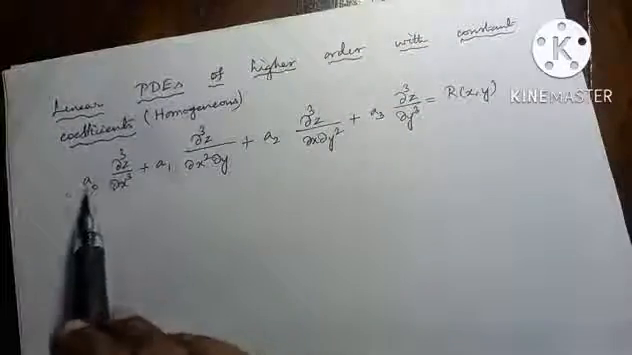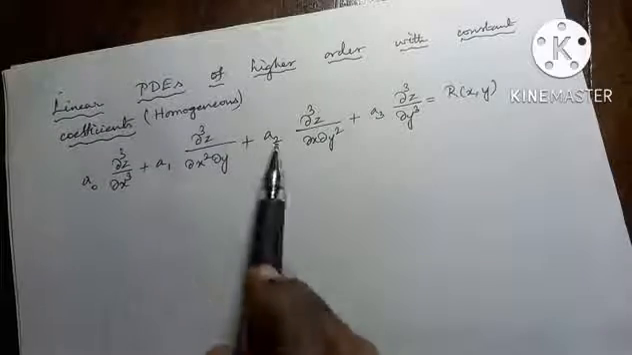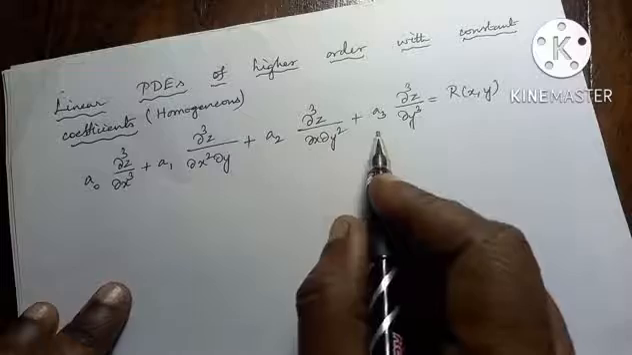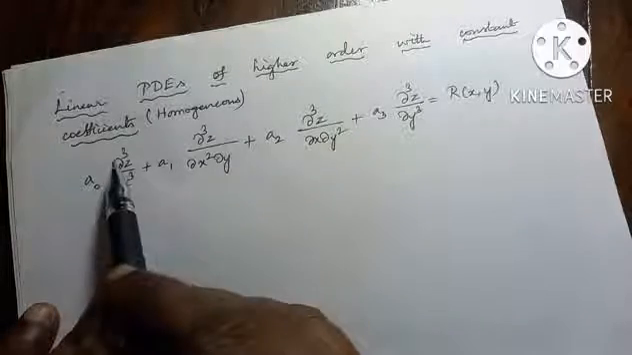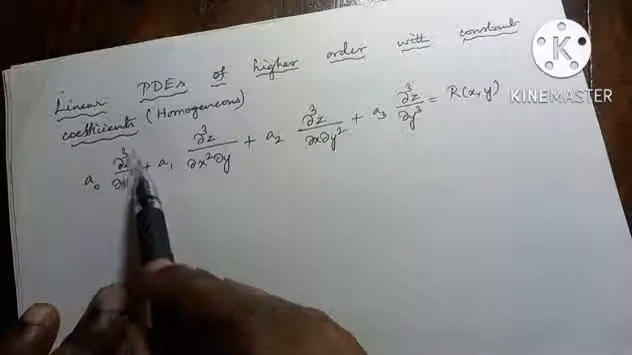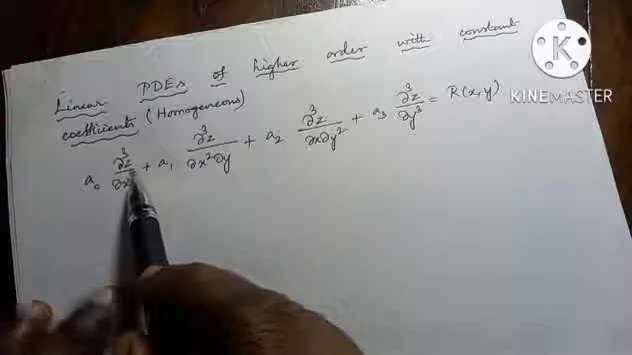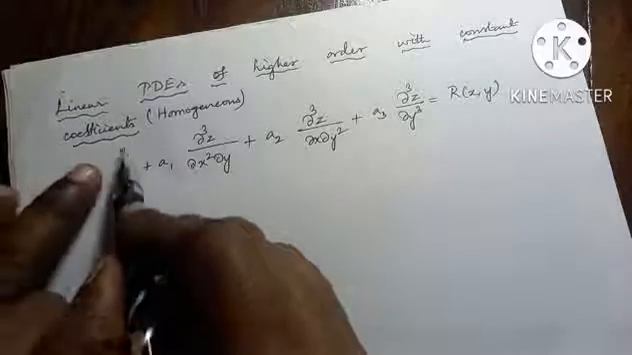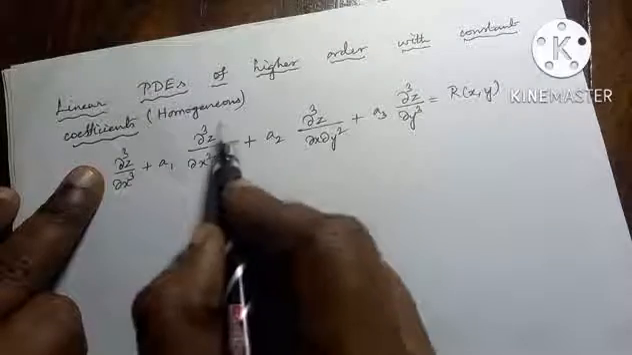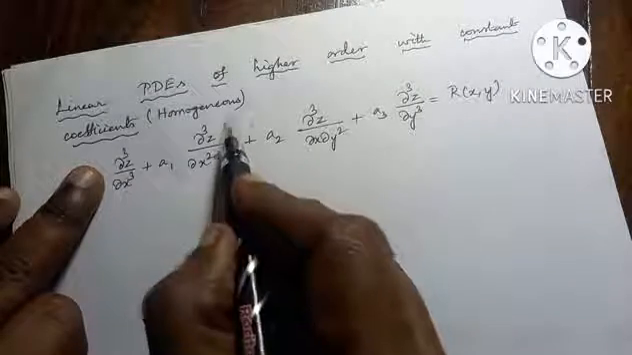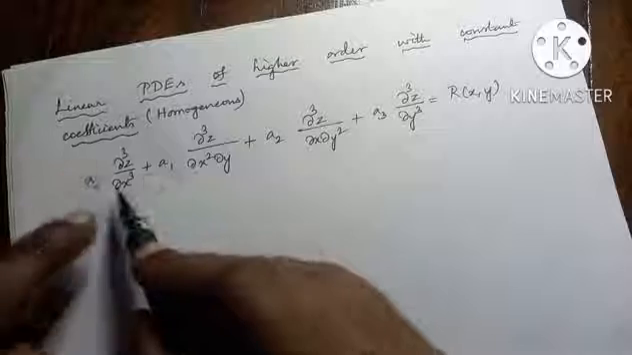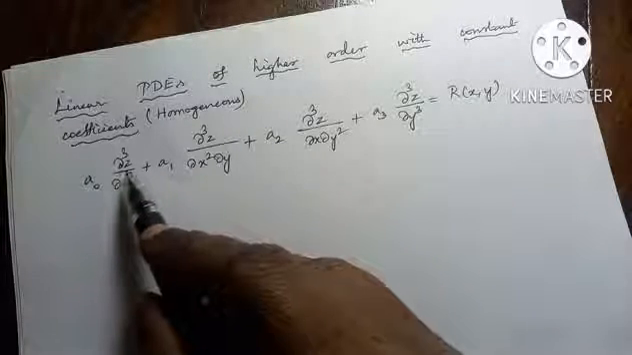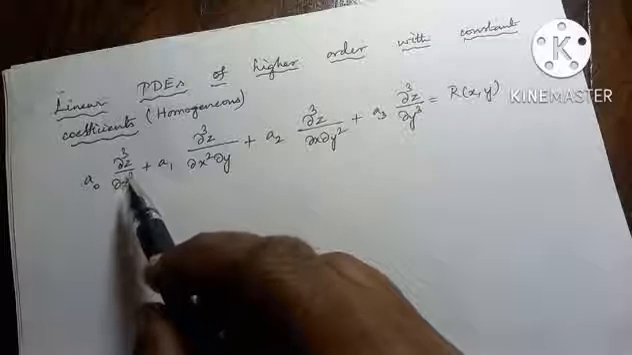Look at the coefficients here, a0, a1, a2, a3, all are constants. The coefficients are constants here. Now look at the degree of the highest order derivative. Here luckily the orders of the derivatives are the same, hence the degree of each derivative is 1. Since the highest order derivative has degree 1, we say it is a linear equation.